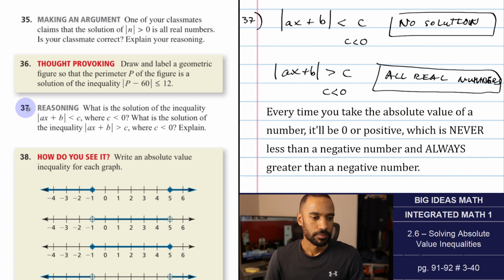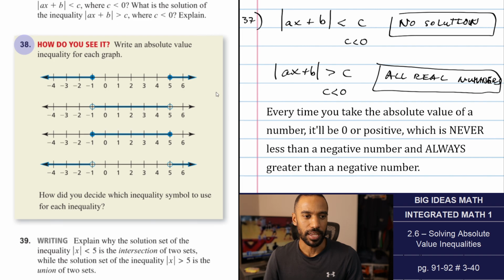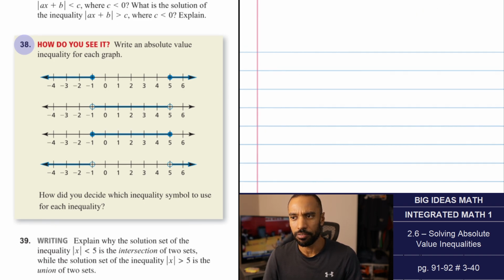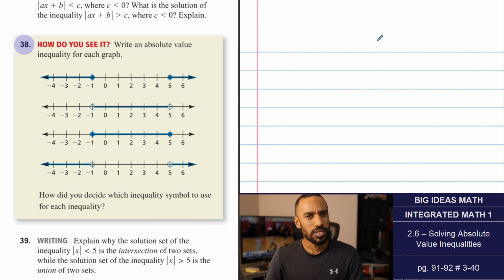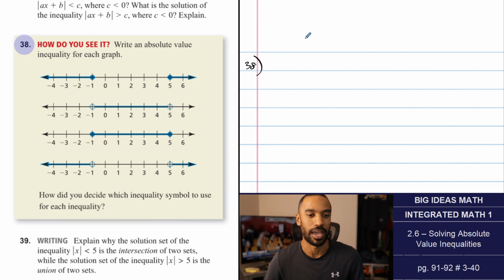Number 38. How do you see it? Write an absolute value inequality for each graph. I'm surprised we didn't do one of these earlier. Wait, did we do these in this section, or were these in the previous section that we did compound inequalities? Oh, absolute value inequality. Okay, I was going to say.